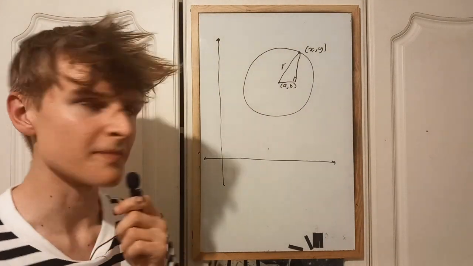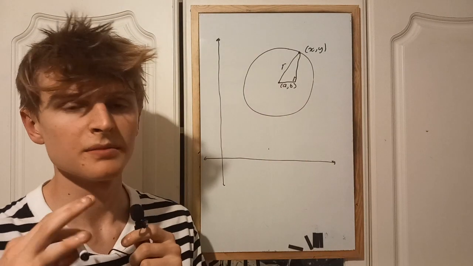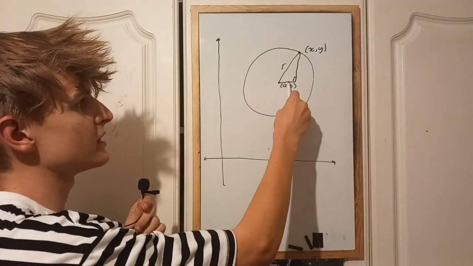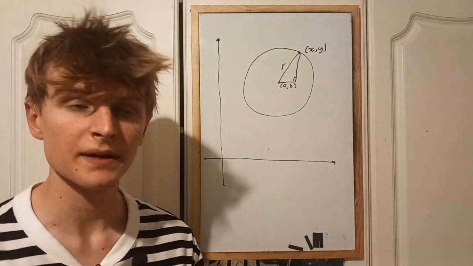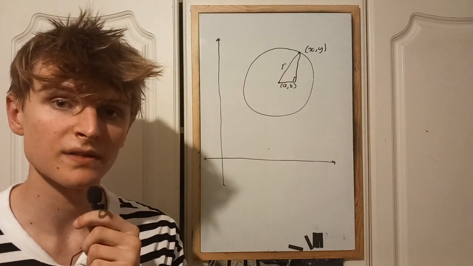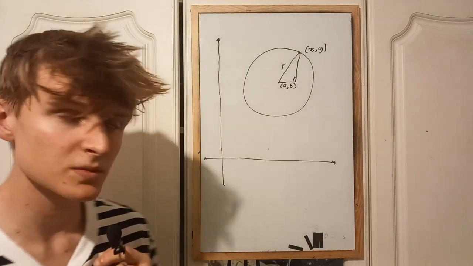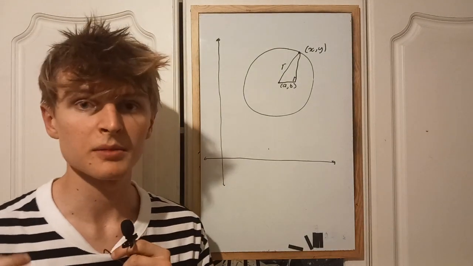Sorry, I dropped my pen. Let me just start over from there. If we could find an expression for this side and this side in terms of x and y, then we could square them, add them together, and set them equal to r squared, and then we'd have an equation which relates x and y for every single point on the circle.